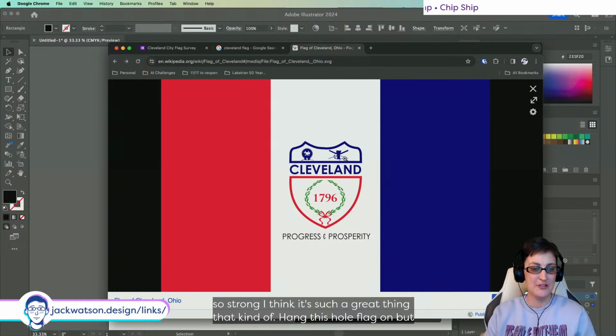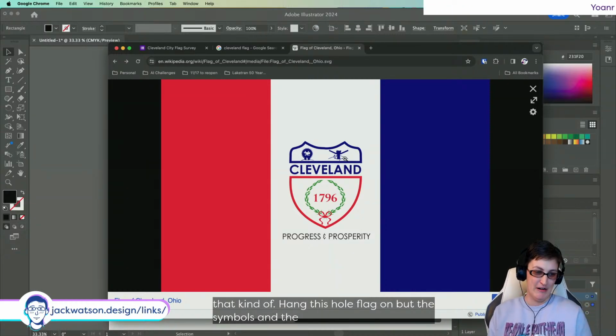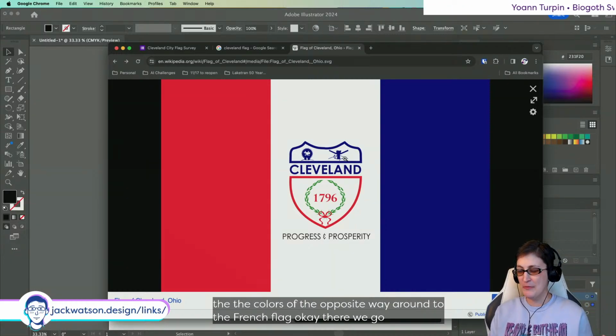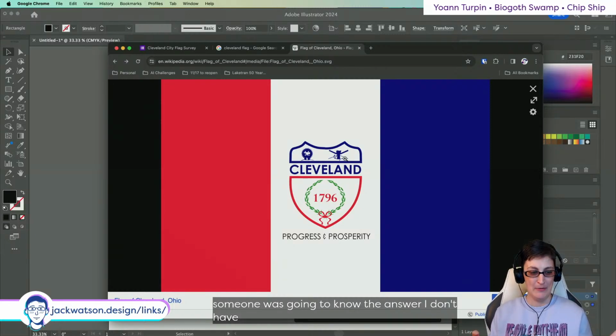But the symbols and the colors are the opposite way around to the French flag. Okay, there we go. I knew someone was going to know the answer. I don't have the French flag memorized, guys. Okay.